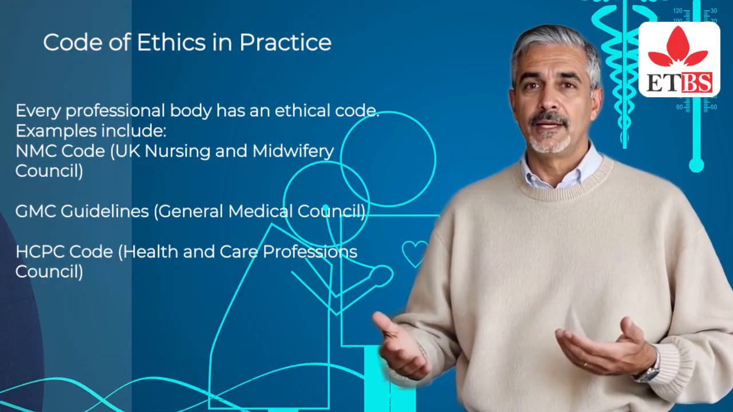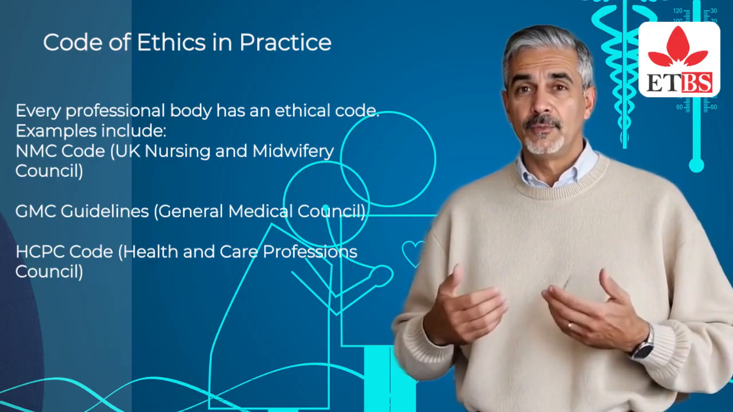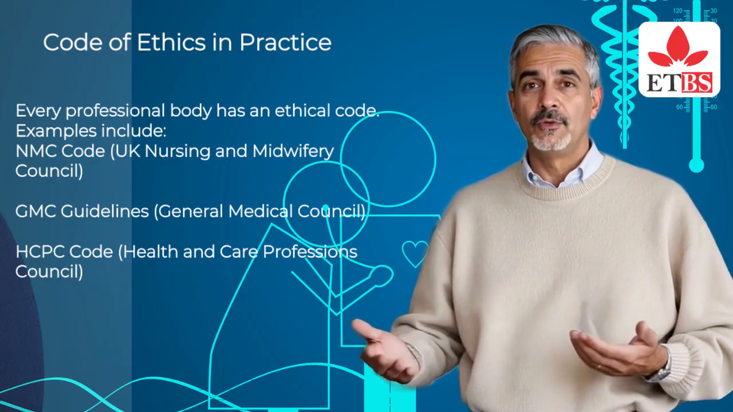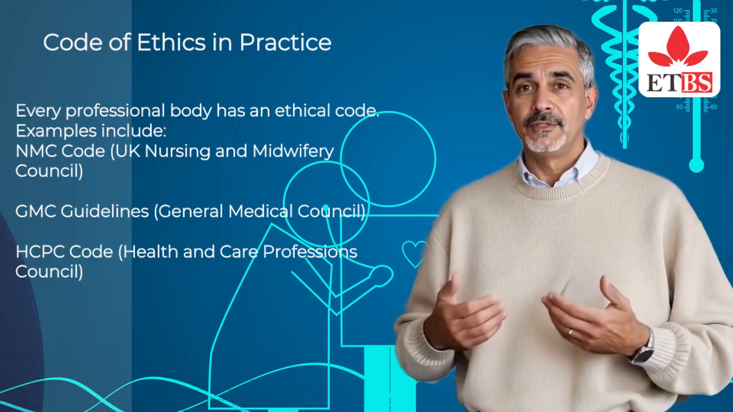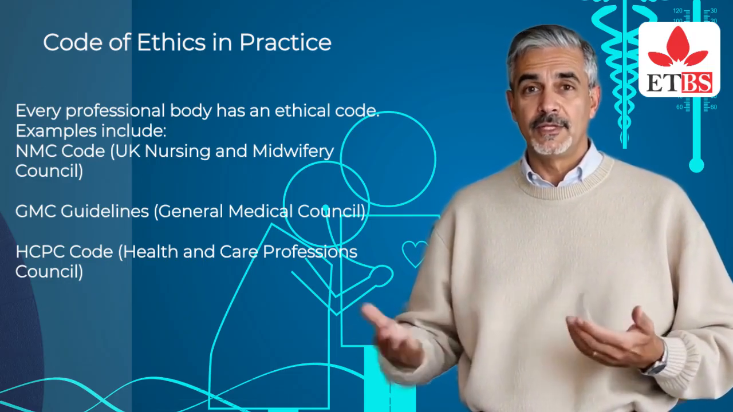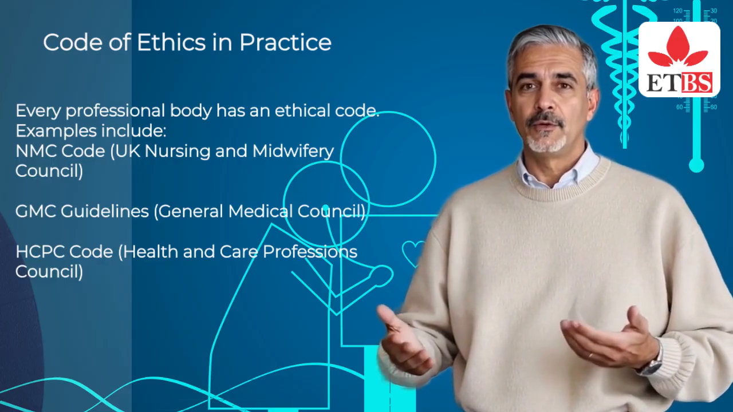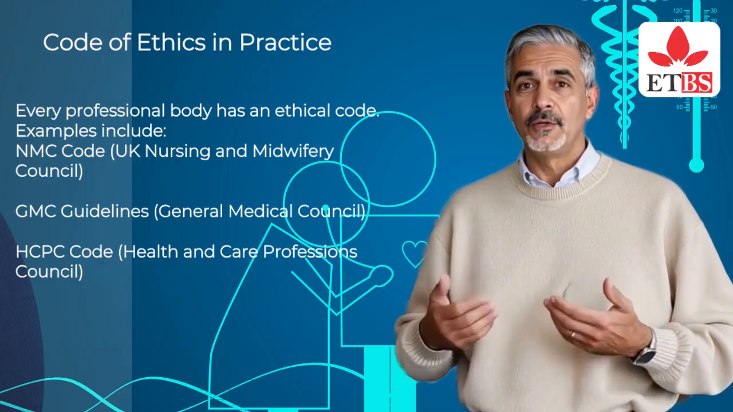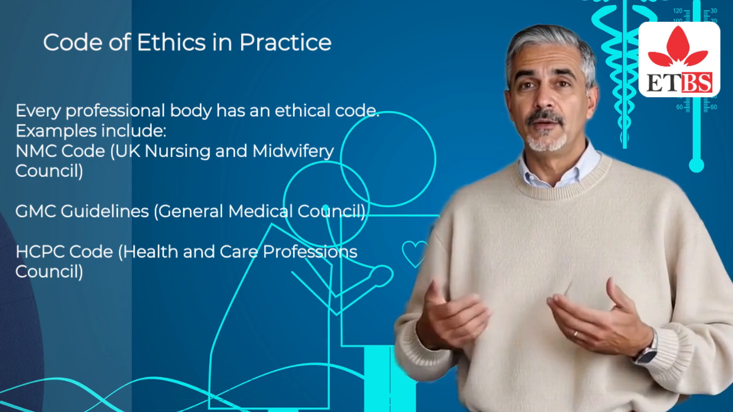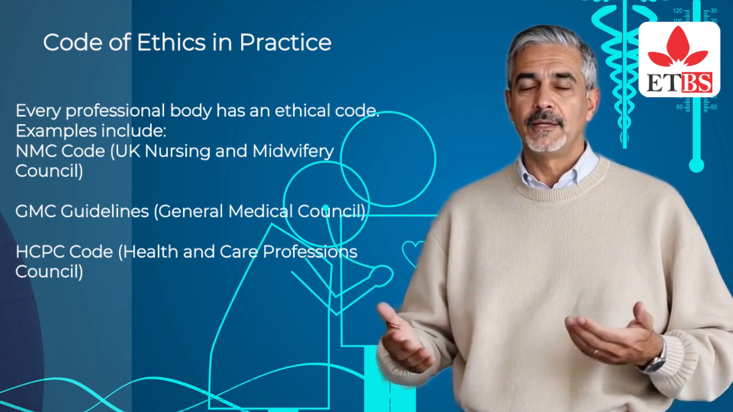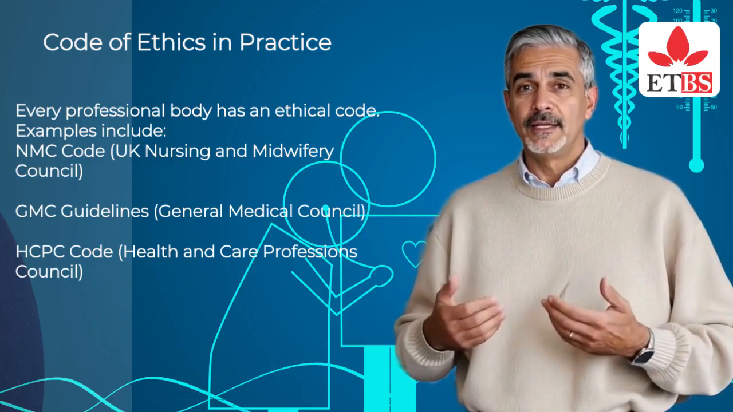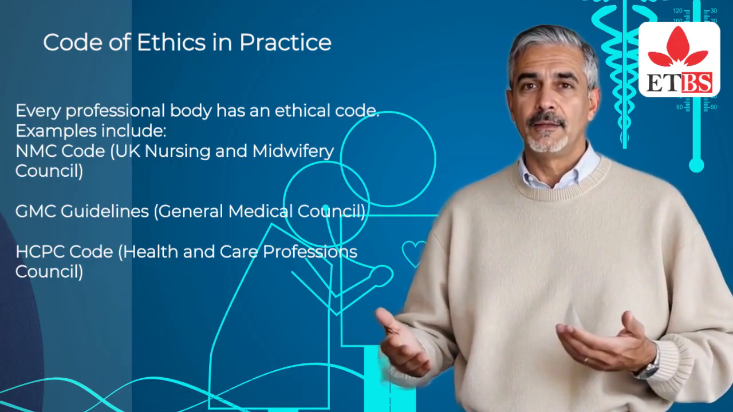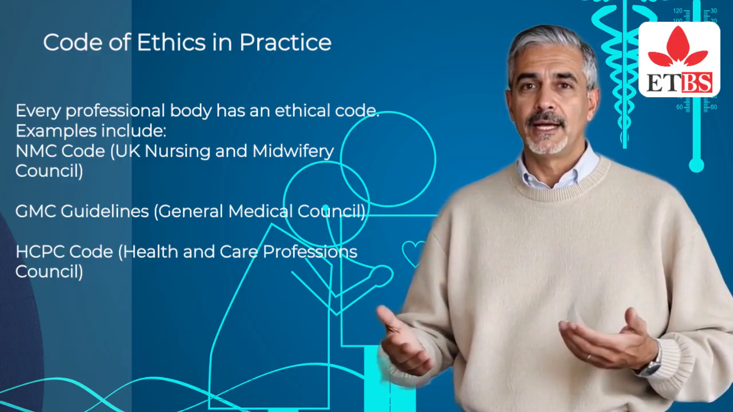6. Code of ethics in practice. Every professional body has an ethical code. Examples include the NMC Code, UK Nursing and Midwifery Council; GMC Guidelines, General Medical Council; and the HCPC Code, Health and Care Professions Council. These codes emphasize trustworthiness, respect for dignity, cultural sensitivity, and professional conduct, especially around privacy and data handling.